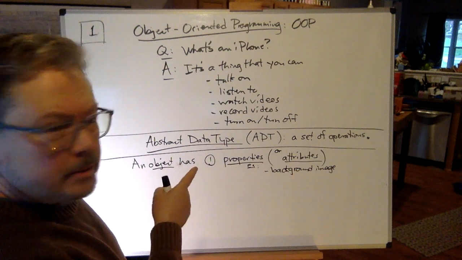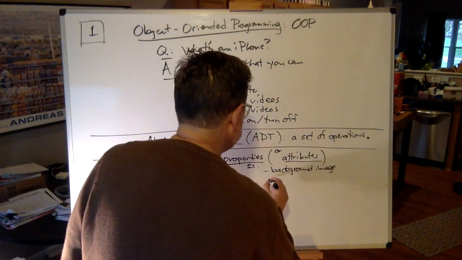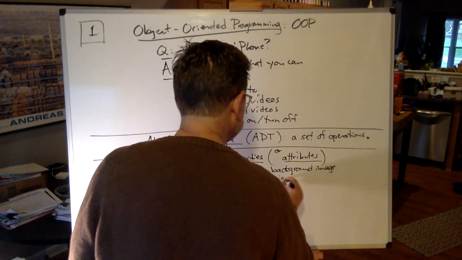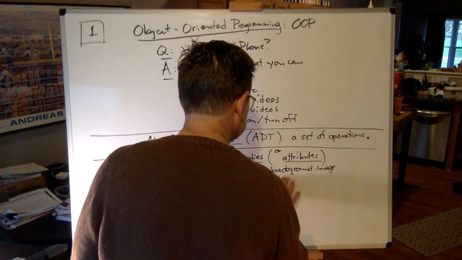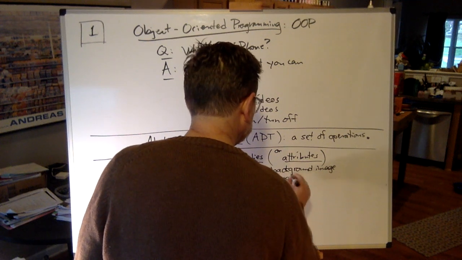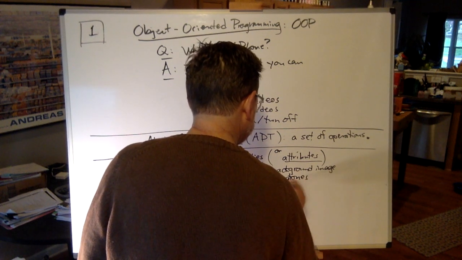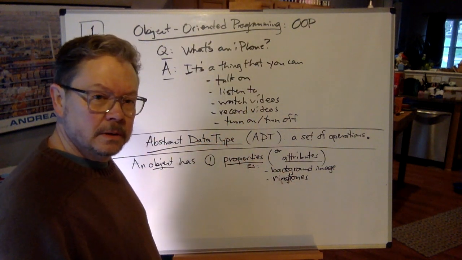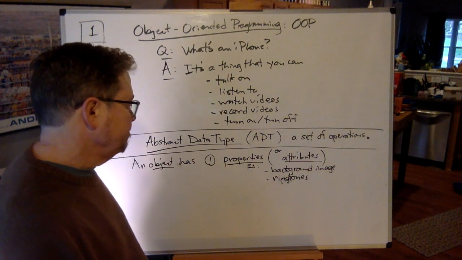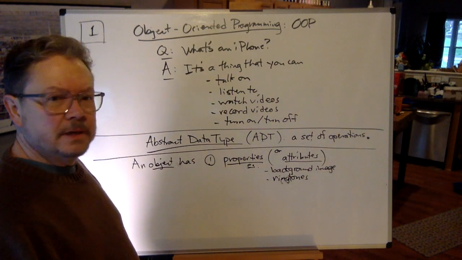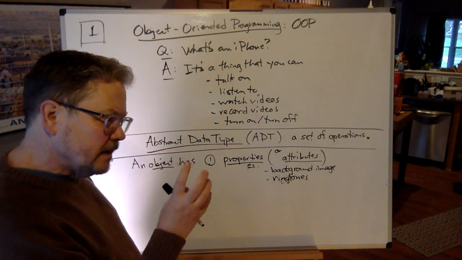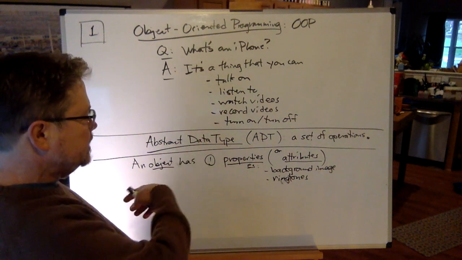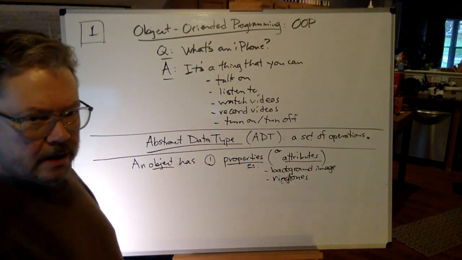I think it has a background image, so I'm going to put that as a property or an attribute. It also has a ringtone. It might even have several, so I'll make that plural: ringtones. Those are like the nouns and adjectives. They're like part of the state of the iPhone. The iPhone has a current background image set, therefore it is a property or attribute of that particular iPhone object.